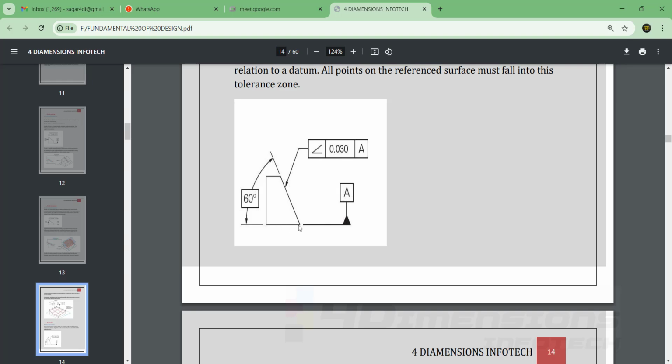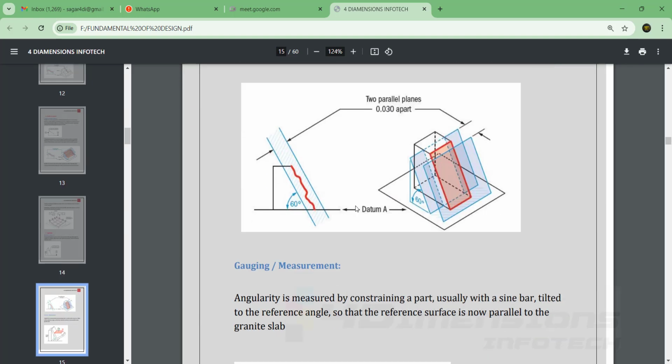Now the angle is measured from this bottom flat surface, that's why it is shown as a datum here, and this surface has been measured. The angle is given and the tolerance zone is also given. So you can see the presentation here. If the surface varies with the angle, it should vary within this tolerance zone only. You can see here these two parallel planes are representing the tolerance zone for that particular surface.